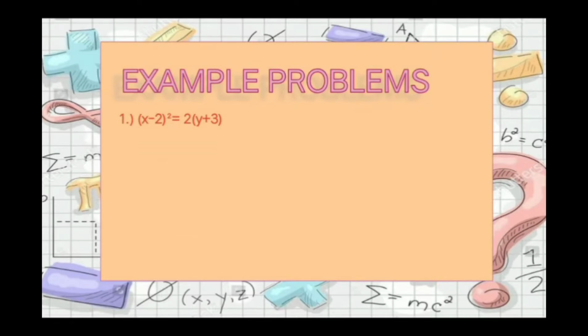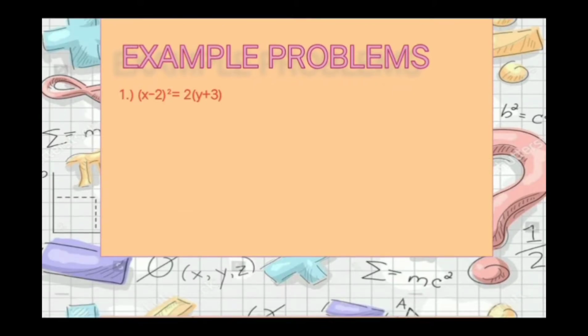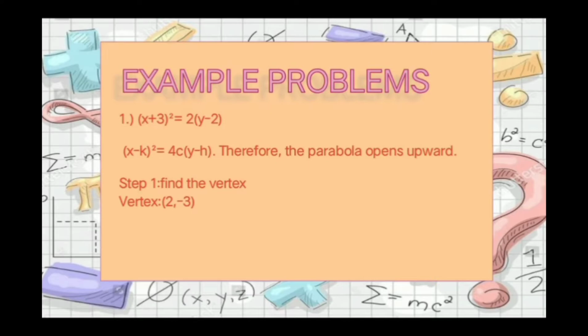Example problem number 1. (x − 2)² = 2(y + 3). So, as we can see here, the given equation is already in standard form. We can relate this equation from the previous slide as (x − h)² = 4c(y − k). Therefore, our parabola opens upward because x here comes first and 4c, which is 2, is positive.